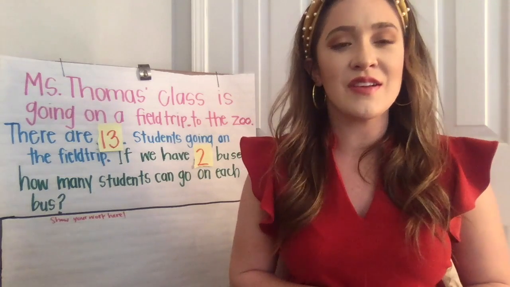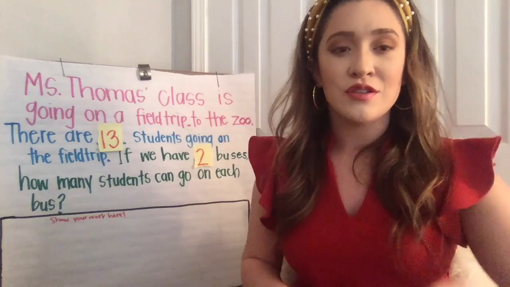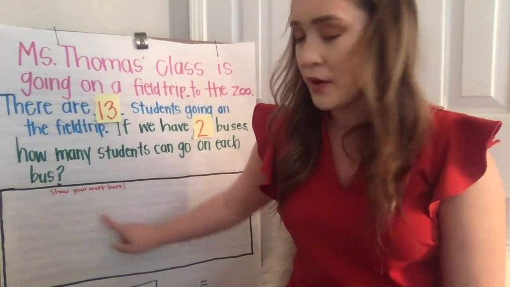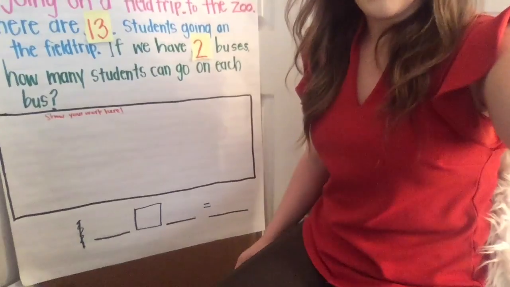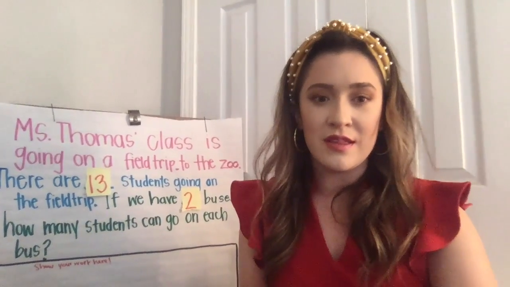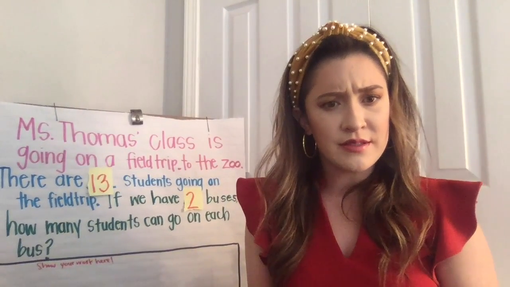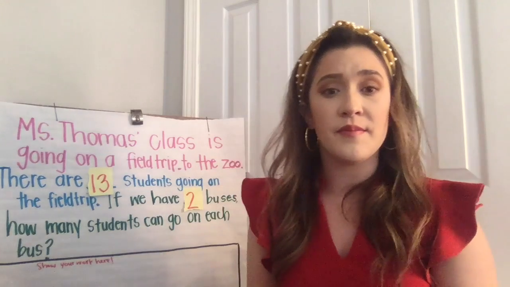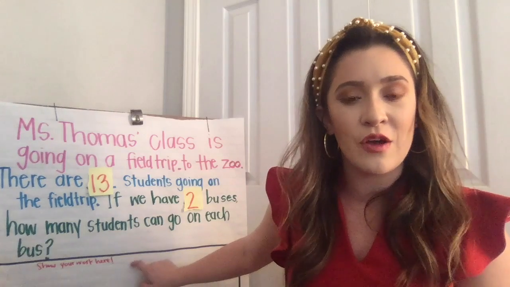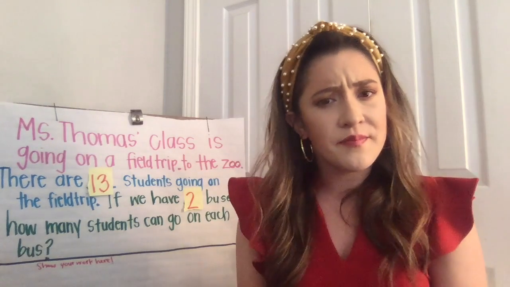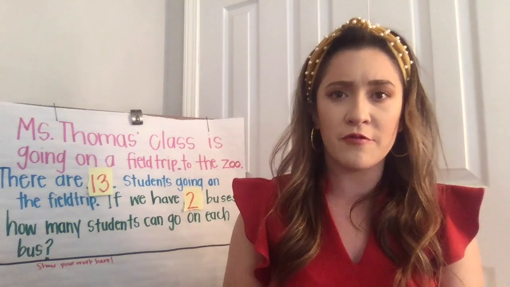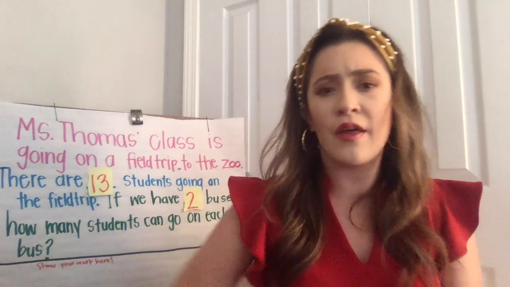If you can think of some ways, I'd like you to go ahead and get started showing me your work in this part of your paper. And then down here we have room for an equation, okay? I want you to think, if there are 13 students and we have two buses, how many students can go on each bus? Make sure you show it to me on the paper. And then, when you're done, I'd like you to turn your paper over, or maybe you still have room on that front side. Show me another way.